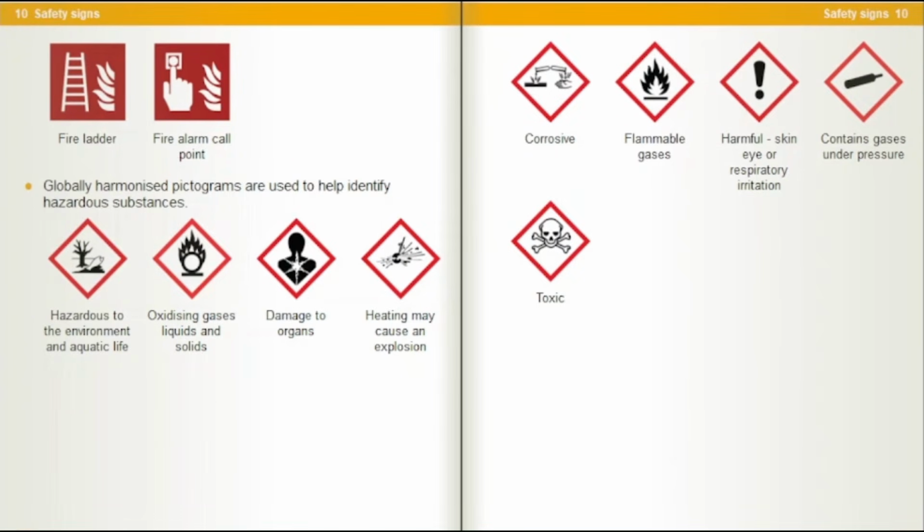Globally harmonized pictograms are used to help identify hazardous substances, hazardous to the environment and aquatic life, oxidizing gases, liquids and solids, damage to organs. Heating may cause an explosion, corrosive, flammable gases, harmful, skin, eye or respiratory irritation, contains gases under pressure, toxic.